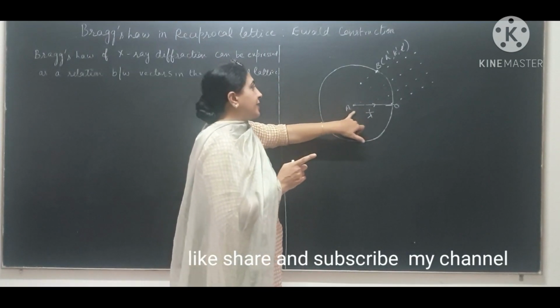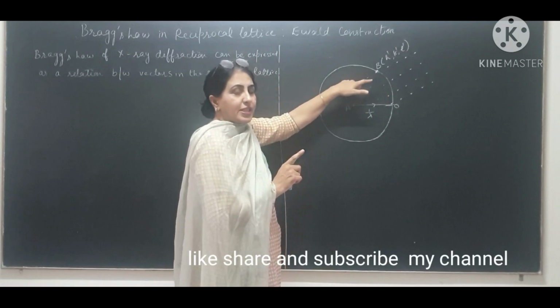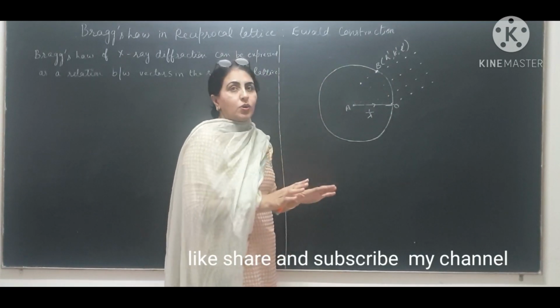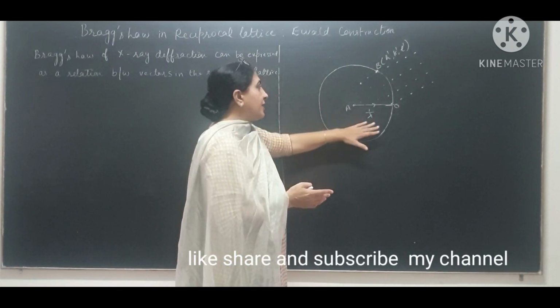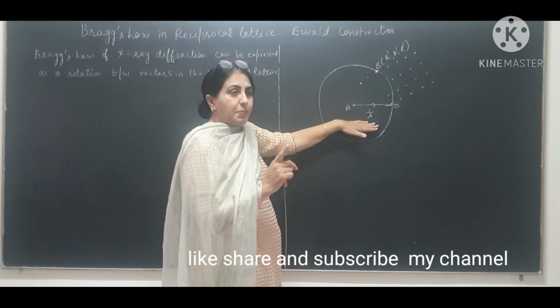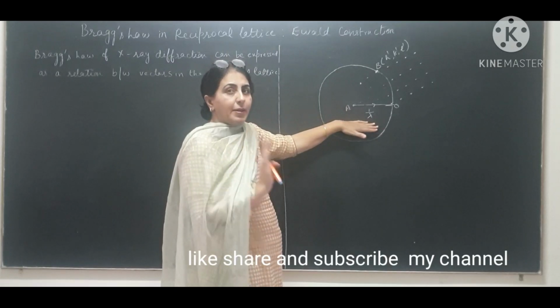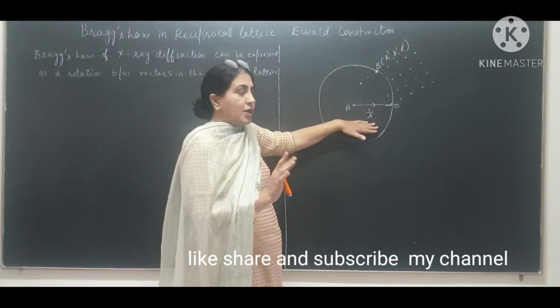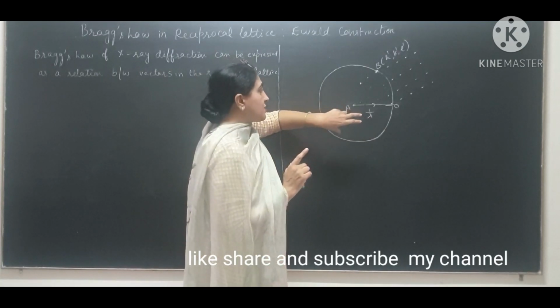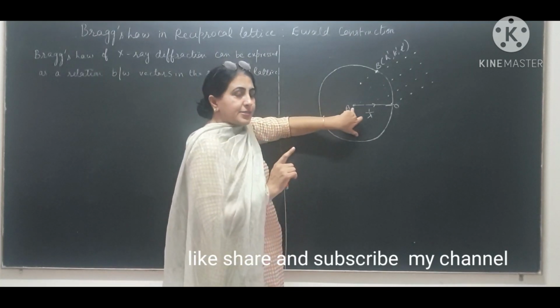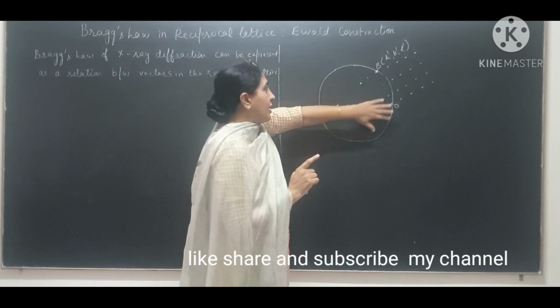Taking A as a center, in 3 dimensions we say that we draw a sphere. In 2 dimensions, we draw a circle. So we draw a sphere with the radius. Keep in mind the radius should be 1 over lambda to satisfy Bragg's law. So the radius of this sphere should be 1 over lambda. So we draw a sphere taking A as a center of radius 1 over lambda.